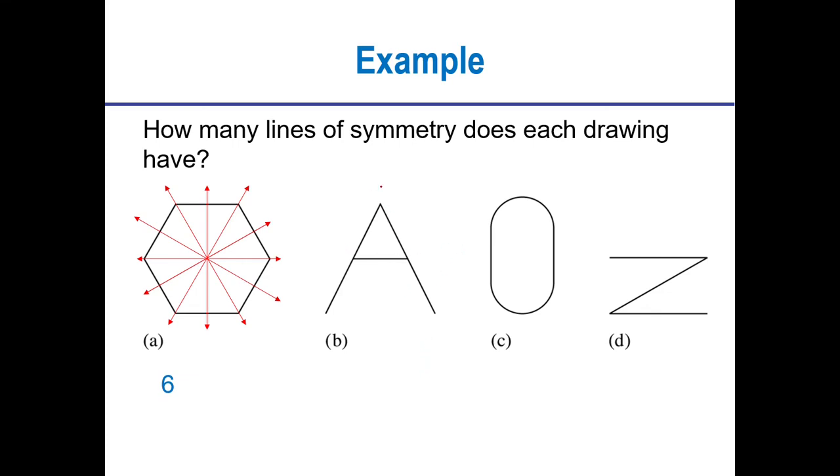In B, I could draw only one line of symmetry right down the middle of this letter A. So we only have one line of symmetry. In figure C, it looks like I can draw one up and down and another one horizontally. It looks like we have 2 lines of symmetry. In figure D, we cannot draw a line that has a mirror image on the other side. Figure D does not have a line of symmetry.